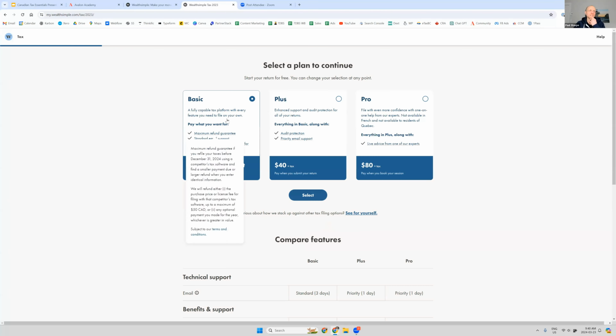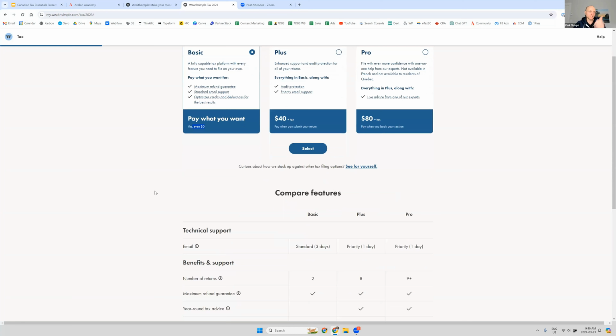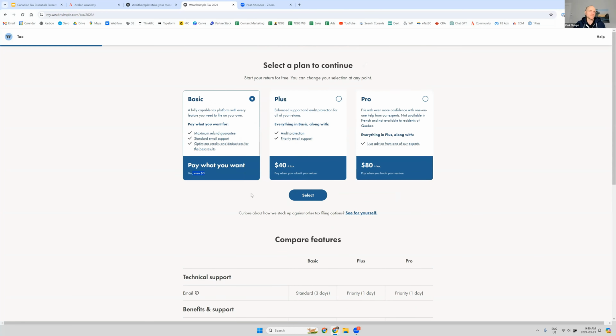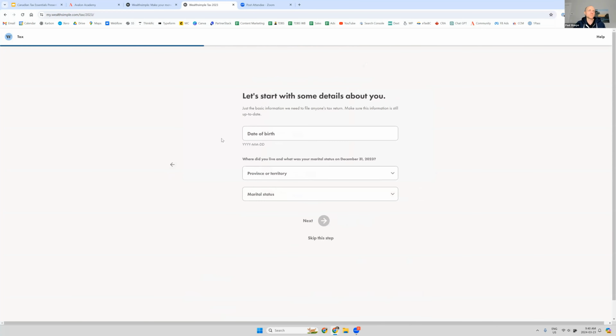And I'll click next. And then you can either pay $0 to file your tax return, which is wonderful if you know how to do it and it's not that hard, or you can have some extra support, or you can have support and a consultation. I feel like the prices are quite reasonable, but this is the best price. And you can file 2 tax returns. There's no limit on the types of returns you can file. We'll choose basic and we'll go from there.